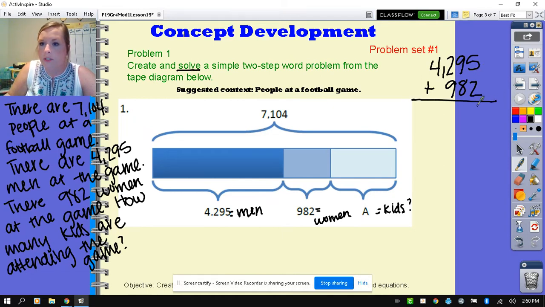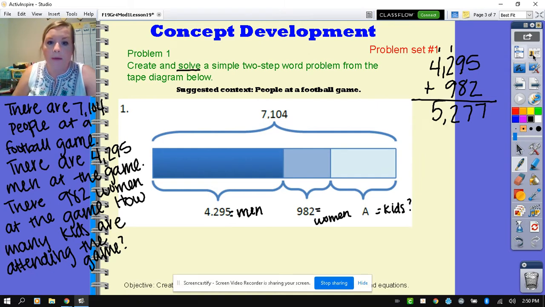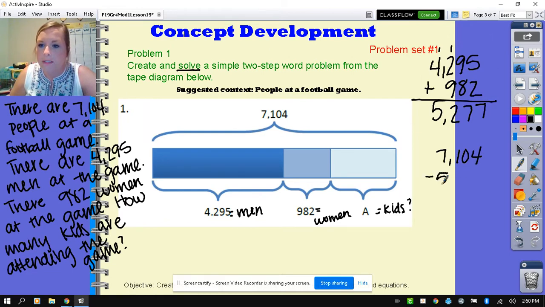We have 5 plus 2 is 7. 9 plus 8 is 17. 9, 10, 11, 12. And 4 plus 1 is 5. So we have 5,277 adults technically at the game between men and women. So now if we were solving this, we would have to take the adults away from our total to be able to find our students or our kids. 7,104 people are total minus our adults, which is 5,277.